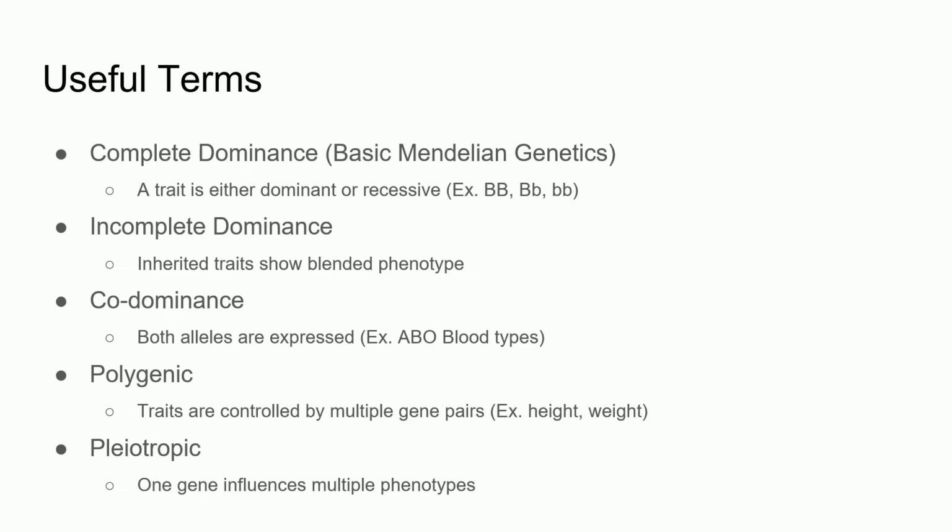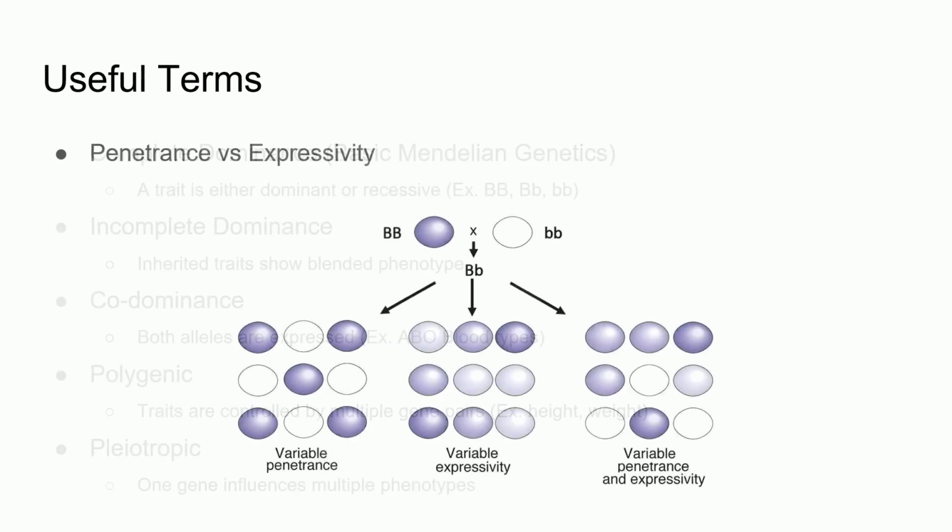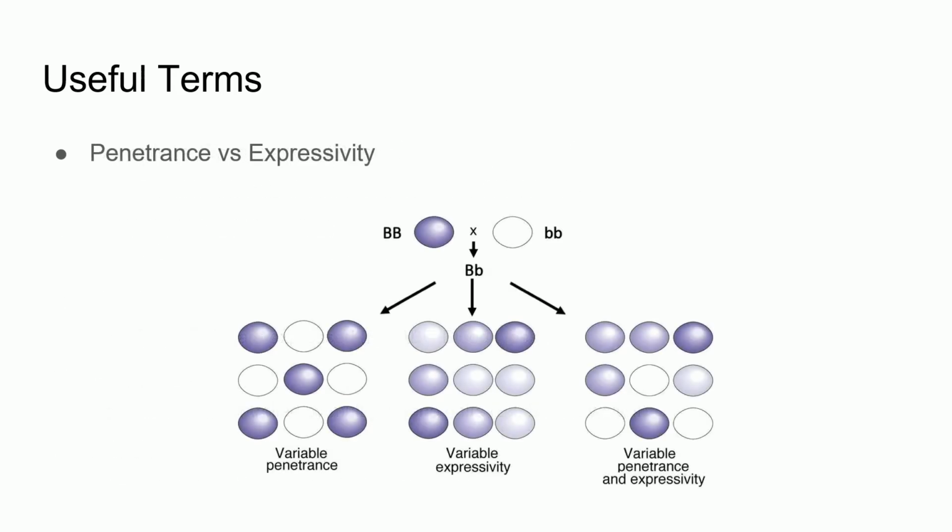Polygenic describes multiple genes that influence a particular trait. And along those lines, pleiotropic describes one gene that influences multiple phenotypes. Penetrance and expressivity are often confused, so let's review these two terms.